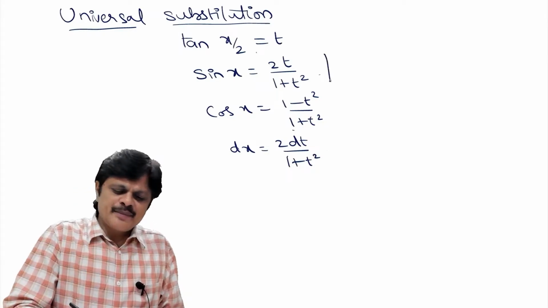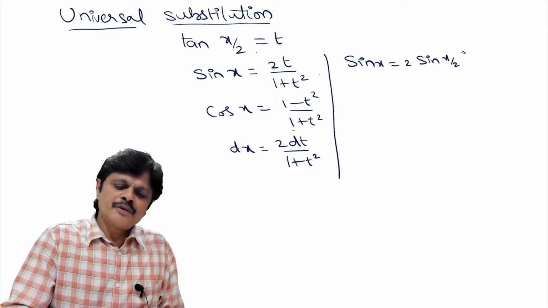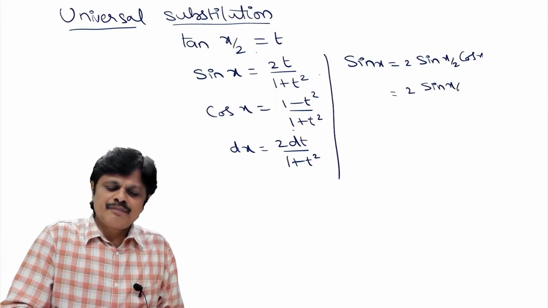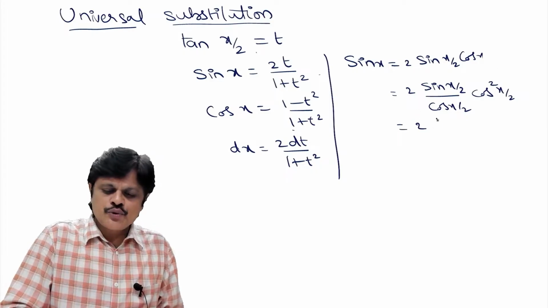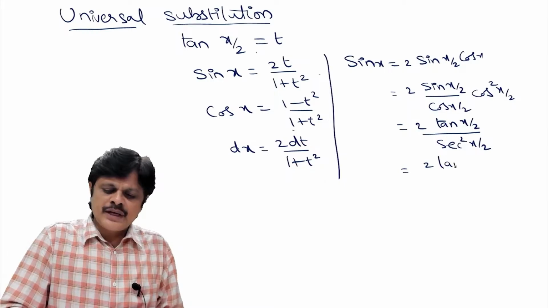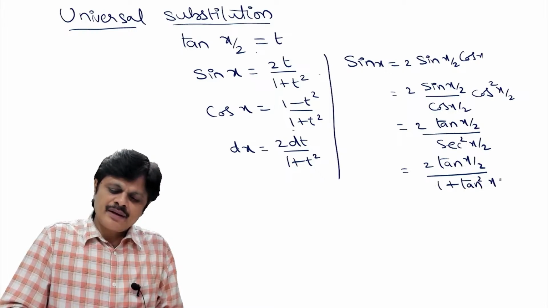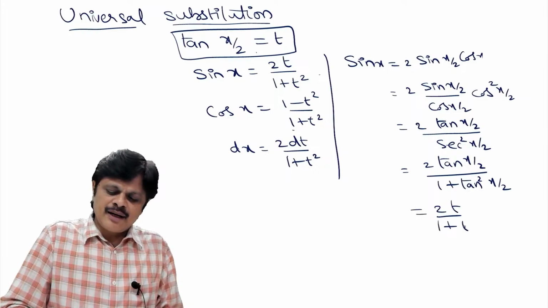See, the basic idea is very simple, because sin x means 2 sin x by 2 cos x by 2. What I do is I divide by cos. People don't accept, so I also multiply by cos. That is, it becomes cos square x by 2. And this is 2 tan x by 2. Cos square can be written as 1 by secant square. So this is what is going to happen. And this is 2 tan x by 2. And secant square is nothing but 1 plus tan square x by 2. But what is the substitution you put? tan x by 2 is equal to t, that is 2t by 1 plus t square.